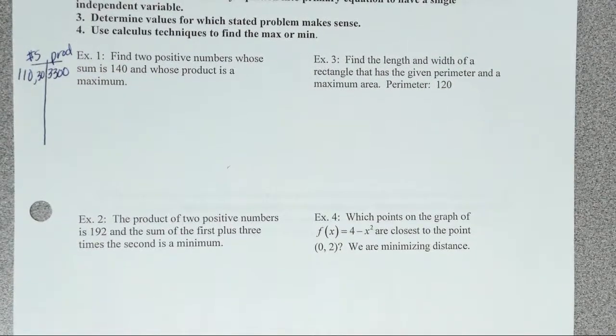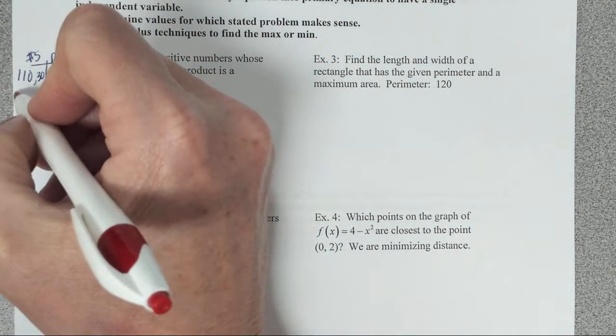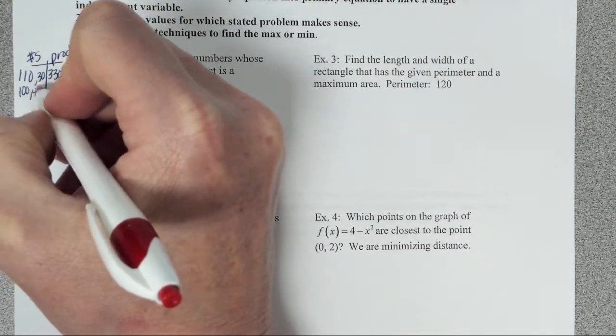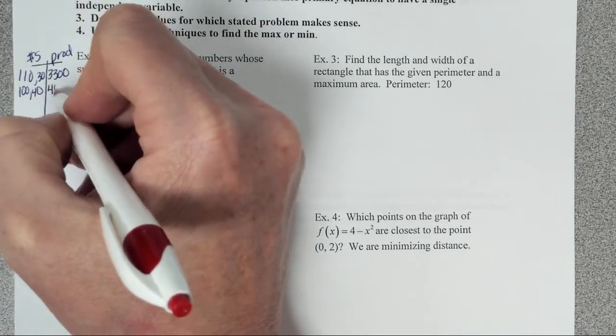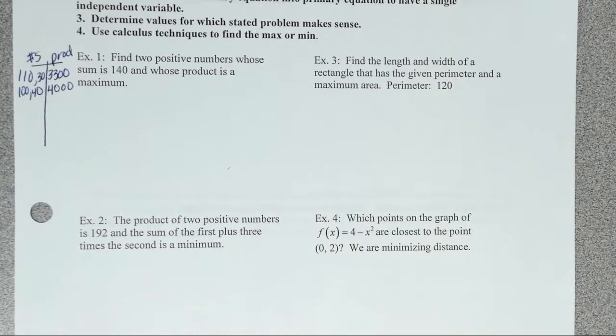Okay, can anyone come up with two numbers that have a better product that add to be 140? Somebody give me two more numbers that add to be 140. Okay, 100 and 40. If I multiply those two to find the product, that's going to be a 4 with three zeros. So that's 4,000. You did better. 100 and then 40 gives us a higher product.